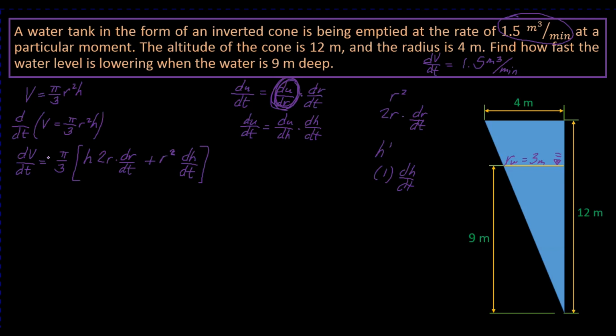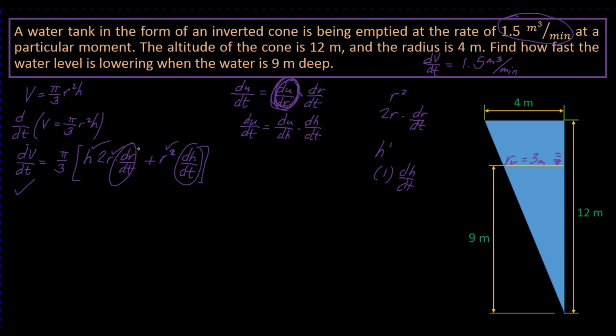So here, after differentiating the function, we have dV over dt given from the problem, so we have no problem with this term. We know h, that is 9. We know r, which is 3, so r squared is 9. We don't know dr over dt, and we don't know dh over dt. So we have two unknowns in this function.